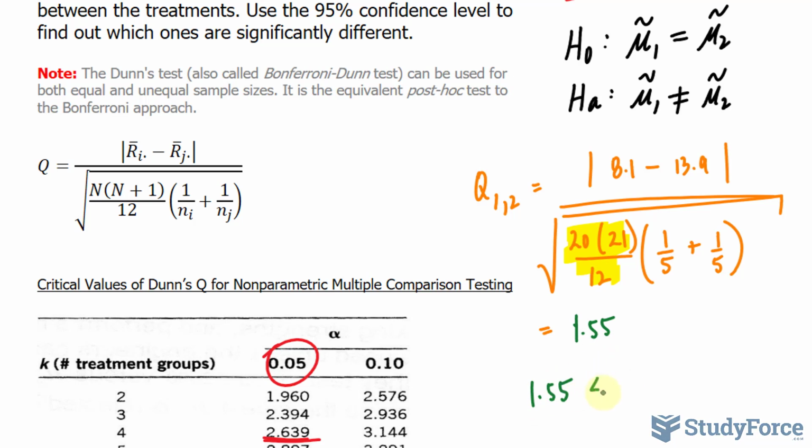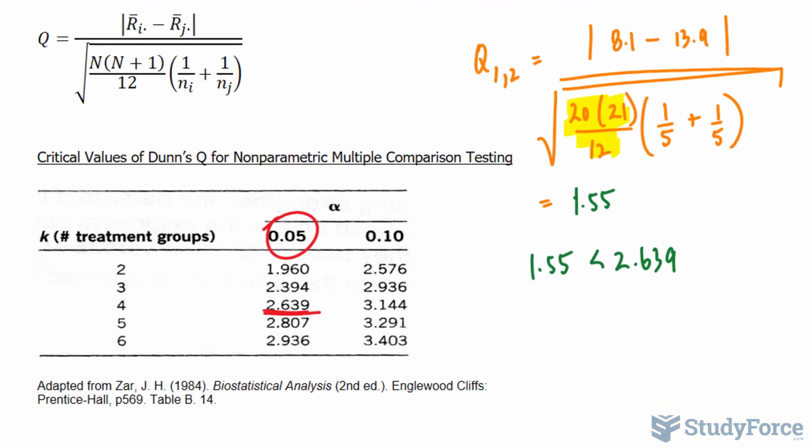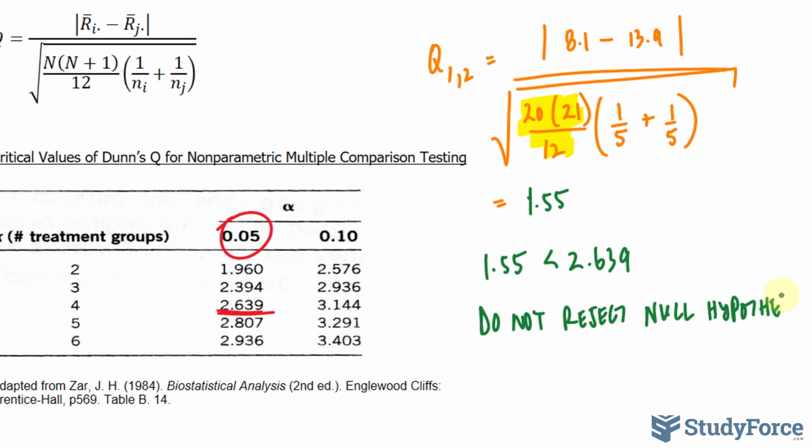1.55 is less than the critical value of 2.639, which means that we cannot reject the null hypothesis. Do not reject the null hypothesis. We can't do that in favor of the alternative. So treatment 1 and treatment 2 are no different.